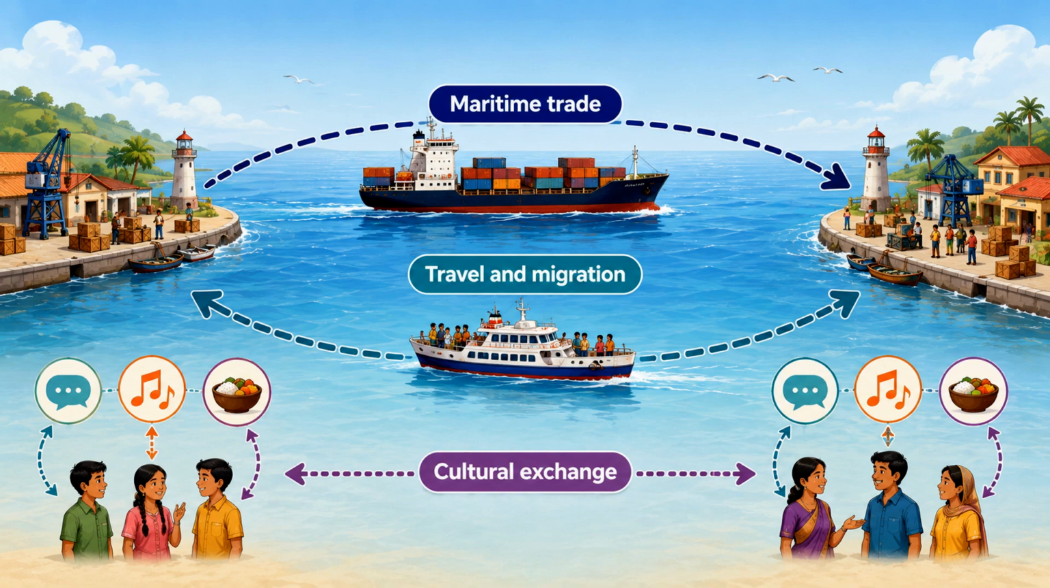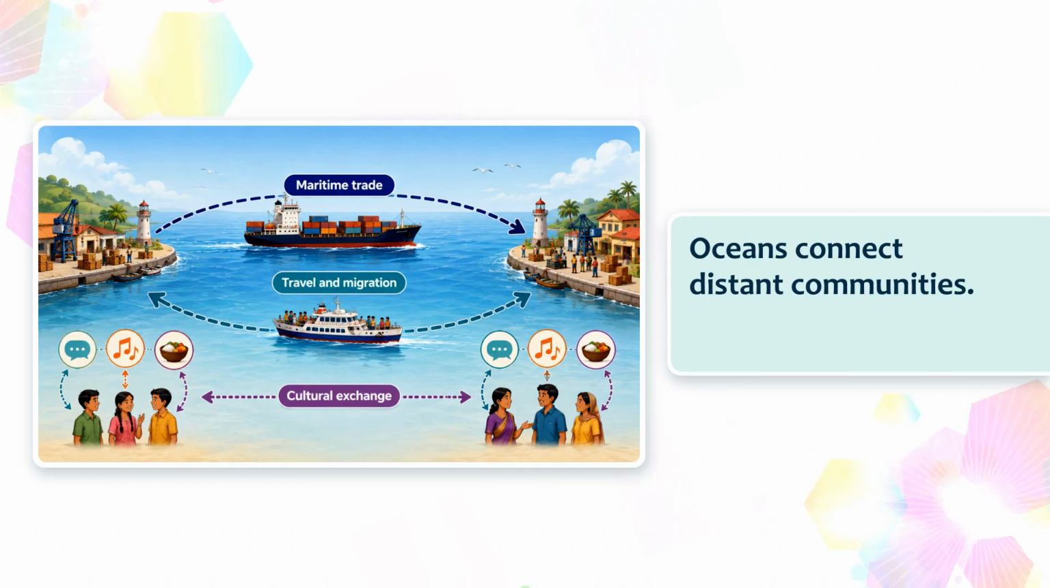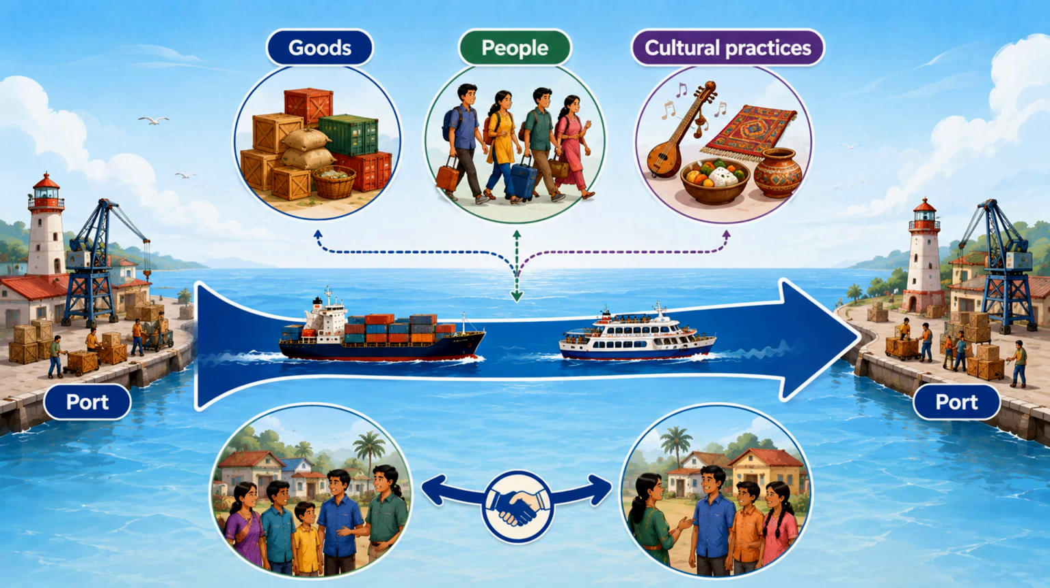Cargo routes show maritime trade, while passenger routes show travel and migration. Contact across oceans can also support cultural exchange between distant communities. The two routes carry different things. Oceans connect distant communities. Goods, people, and cultural practices can move along ocean routes. Ports link land communities to sea routes.